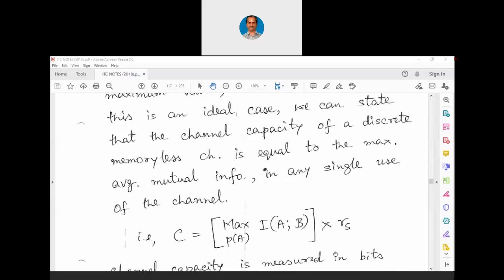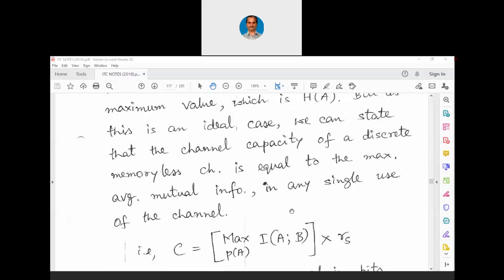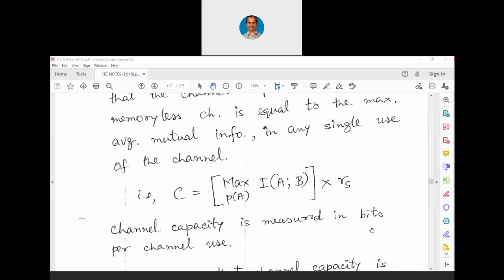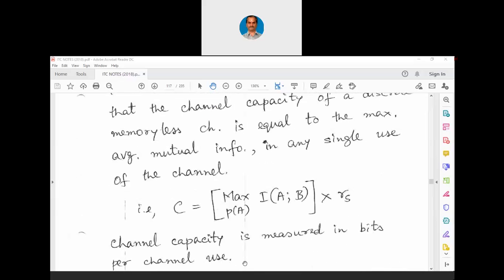But as this is an ideal case, we can state that the channel capacity of a discrete memoryless channel is equal to the maximum average mutual information in any single use of the channel. That means, if we measure the mutual information in terms of transmission over a period of time, we can write capital C equals maximum of I(A;B) with respect to P(A), that is the probability of the source symbols, into Rs, the symbol rate from the source. So this channel capacity is measured in bits per channel use.